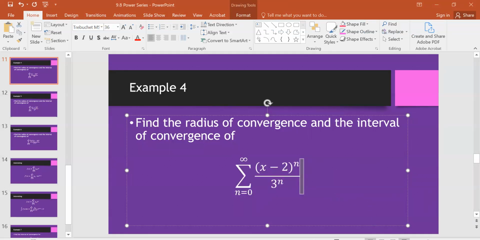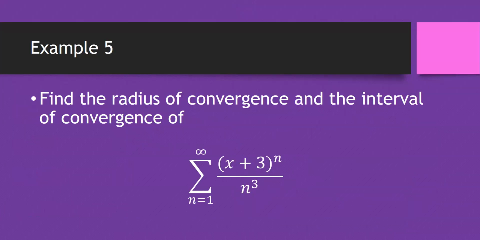All right, I want you to try the next one all on your own. So take a look at example 5 and decide what the radius of convergence and the interval of convergence is on this one. And if you want, check out those endpoints too.